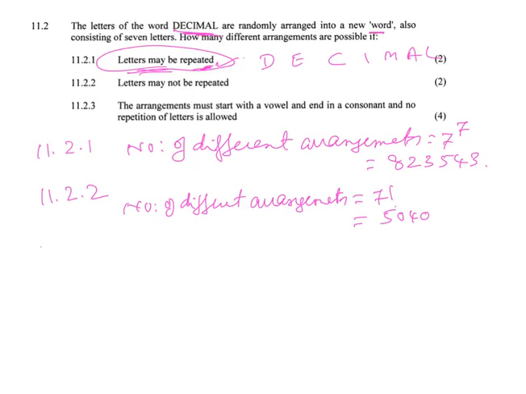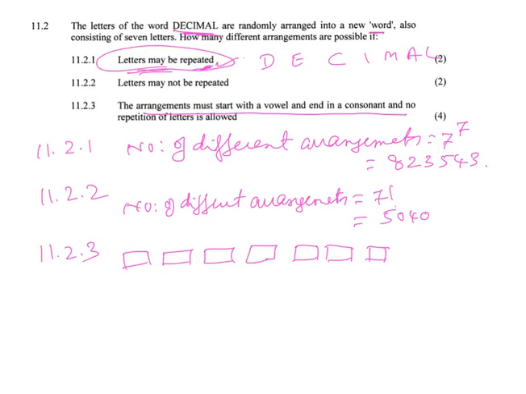There's no probability here, it is just the counting principle. Next is an interesting question. The arrangements must start with a vowel and end in a consonant, and repetition is not allowed. So I have a 7-letter word here: 1, 2, 3, 4, 5, 6, and 7. I must start with a vowel. How many vowels are here? You must know the English language. Vowels are A, E, I, O, U.